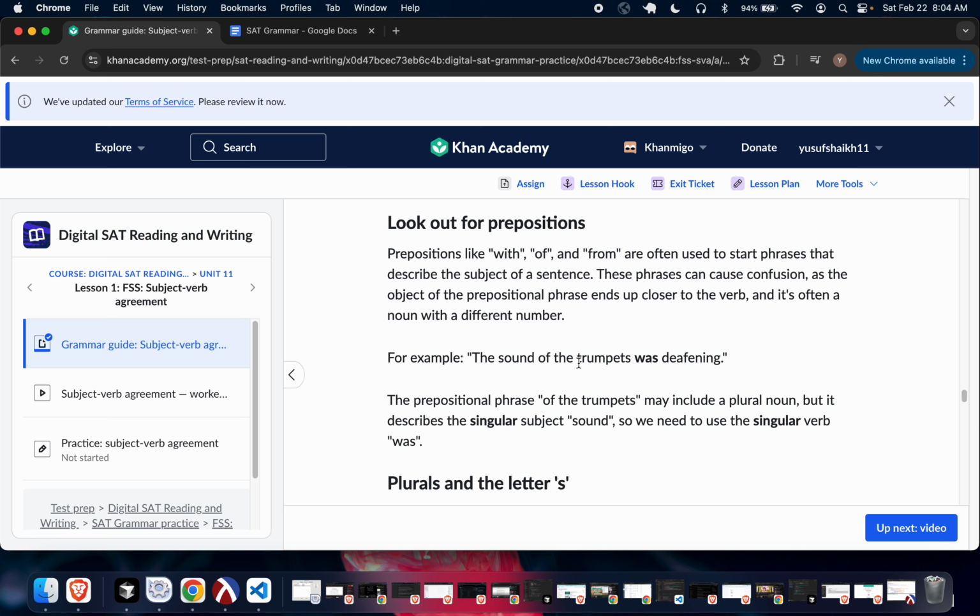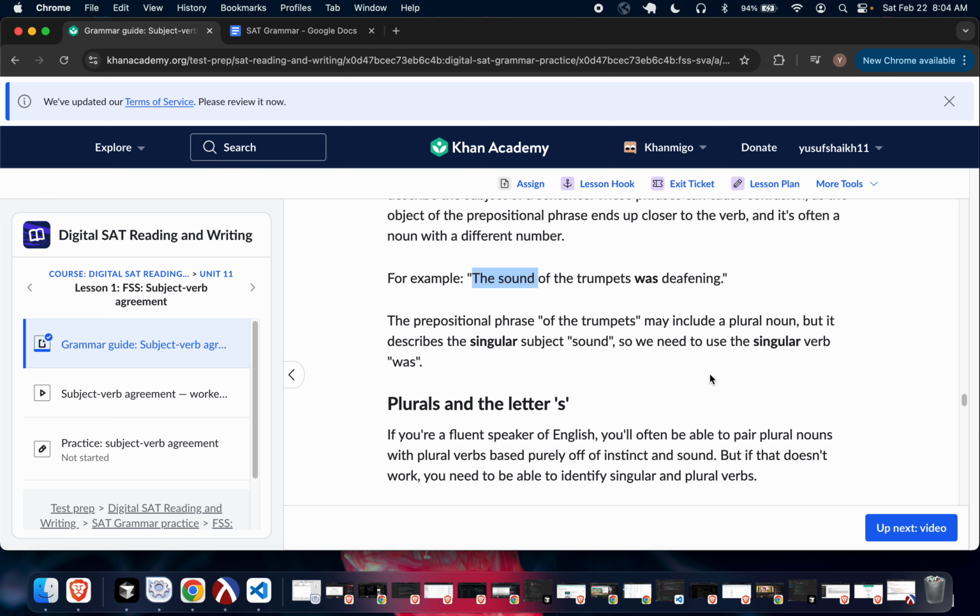So in other words, this is just saying that of the trumpets, this is not the subject. Trumpets is not the subject. The subject of the sentence is sound. And since the sound is singular, then our verb should also be singular. So don't get confused by that.